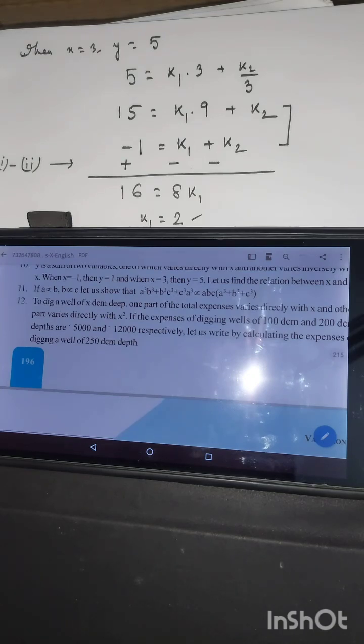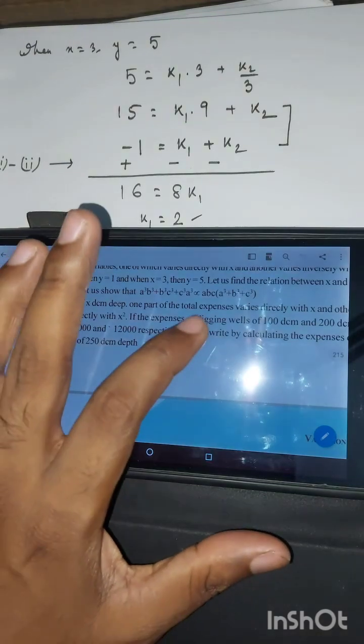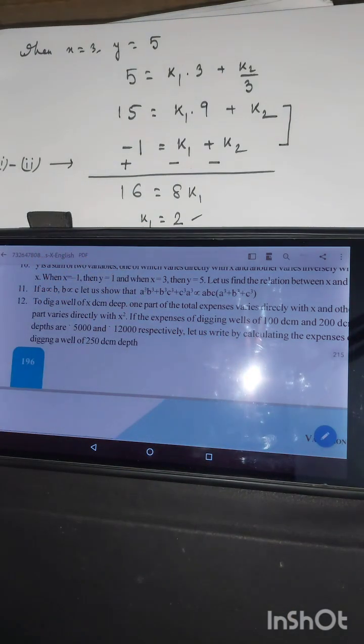Now today I am going to start from question number 11. Question number 11 says, if A varies as B, B varies as C, let us show that A cube B cube plus B cube C cube plus C cube A cube will be directly proportional to ABC into A cube plus B cube plus C cube. So this is our question.